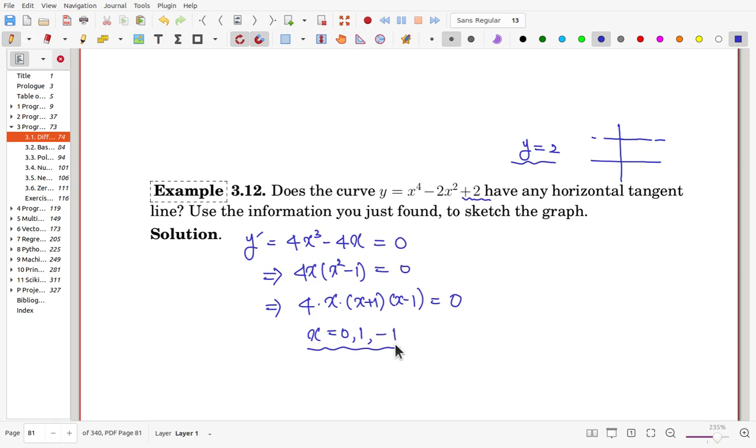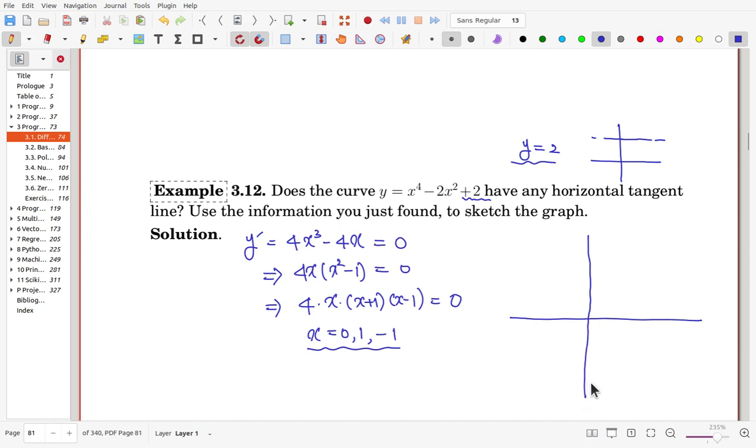Okay, now we'll use this information to sketch the graph. Okay, when you try to sketch the graph, you learned from high school that you try to find the intercepts, x-intercept and y-intercept, and any other information so that you can get a better graph here. Now, let's try to use the information.